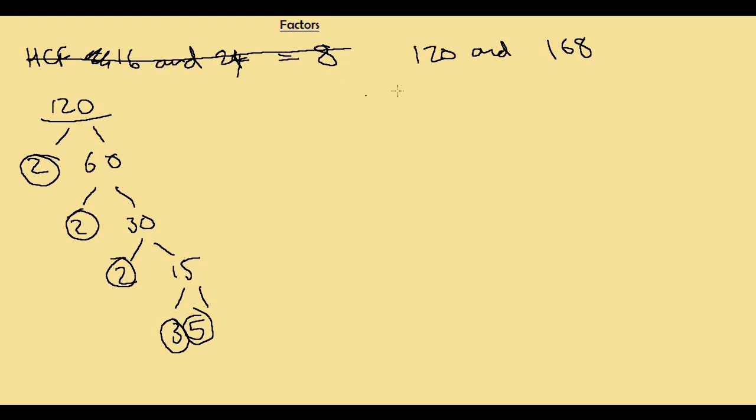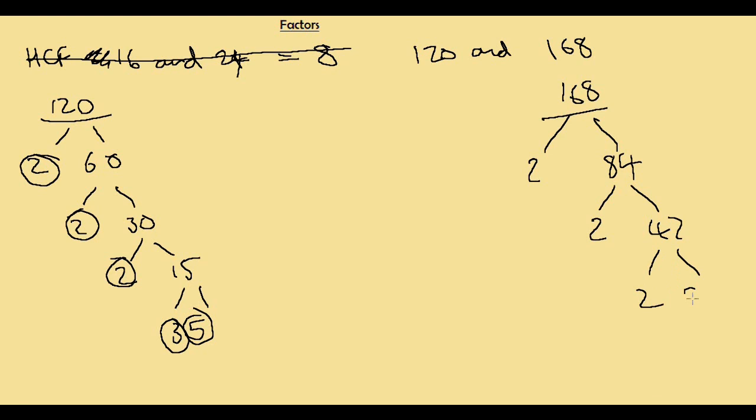Okay, and then the next one we're going to do is the 168. So I'll do that over here. So that goes 2 and 84. You'll get quicker at this as well. 2 and 42, 2 and 21, 3 and 7. So we've got all of these prime numbers just here that we've factorized out. So how does this help us find the highest common factor between this 120 and 168?